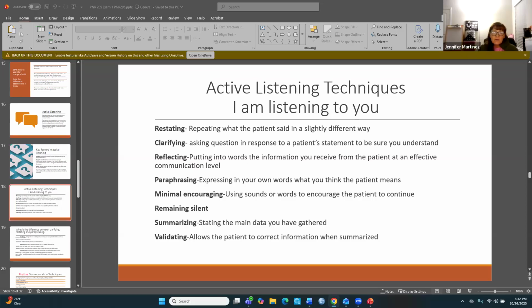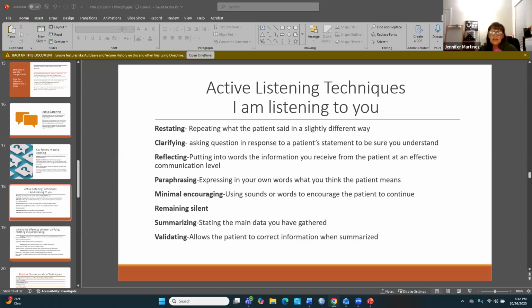Reflecting is putting into words the information you receive from the patient at an effective communication level. So I'm going to use the one from the book here. The client says, I'm sick of seeking healthcare providers and not getting answers. A way that we could respond using reflecting would be, you are upset with the lack of answers to your health problems, right? So in a way, it's very similar to clarifying, right? We're putting the words in to make sure that we're understanding what they're saying.